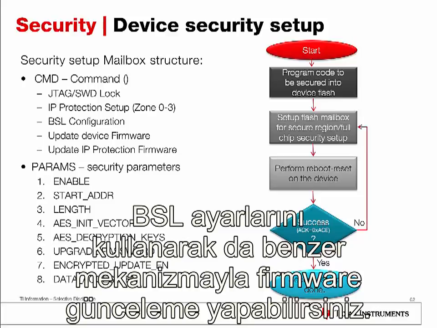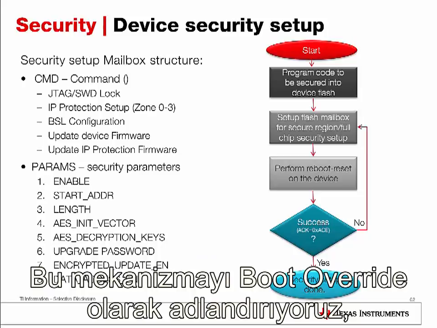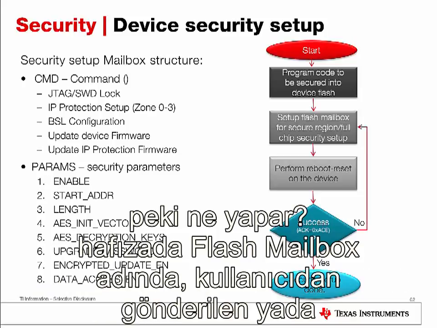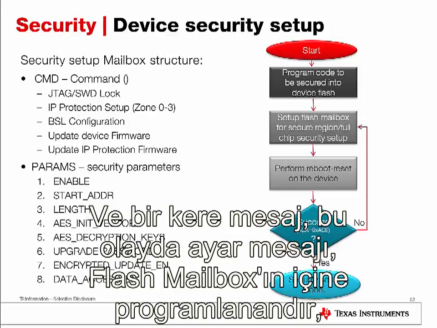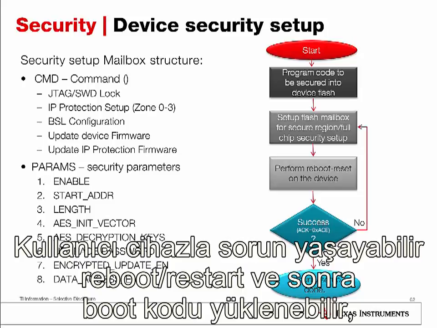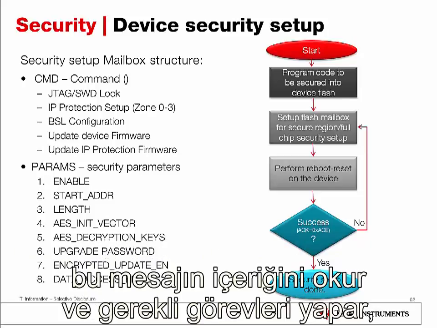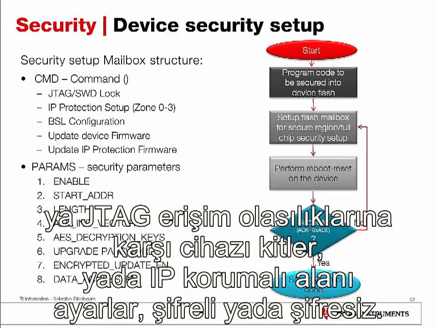You can also use the same mechanism for BSL configuration as well as to update the firmware. And the mechanism is called boot override. What it does is that there is a special region in the memory called flash mailbox where one-way communication can be transferred from the user or the application code to the boot code. And once a message, in this case a configuration message, is being programmed into this flash mailbox, user can issue a device reboot reset, and then the boot code can take over, read out the content of this message, and perform the necessary task to either lock the device from further JTAG access or to configure the IP protect zone with or without a password.